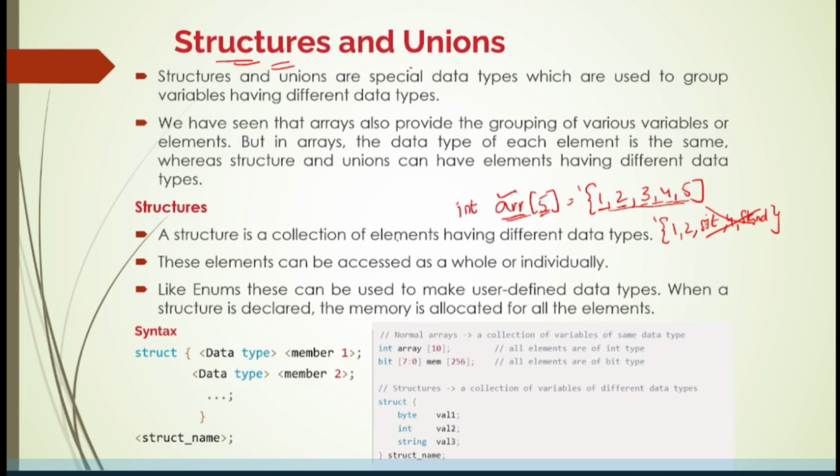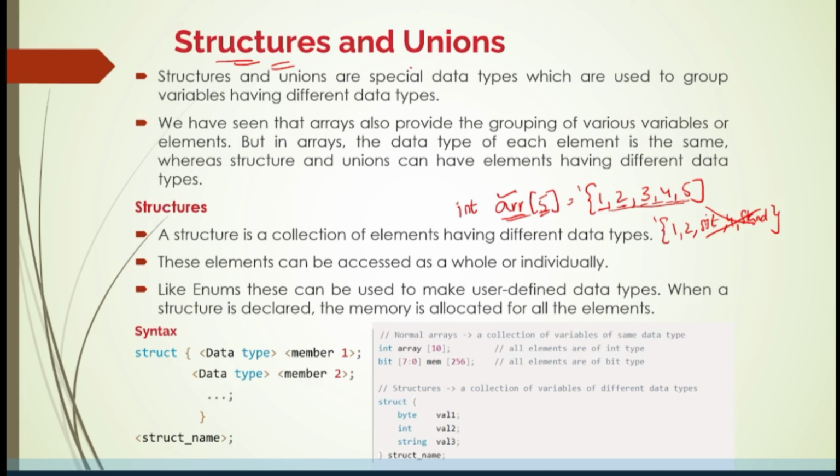So structure is a collection of elements having different data types. That is different from array. This is why array is different from structure. Though both are collections of elements, array is a collection of similar data types, whereas structure is a collection of different data types. You should remember this, because mostly in internships or interviews, they will ask you what is the difference between array and structure. Both are for grouping the elements, but array is for grouping similar elements, whereas structure is for grouping different elements.